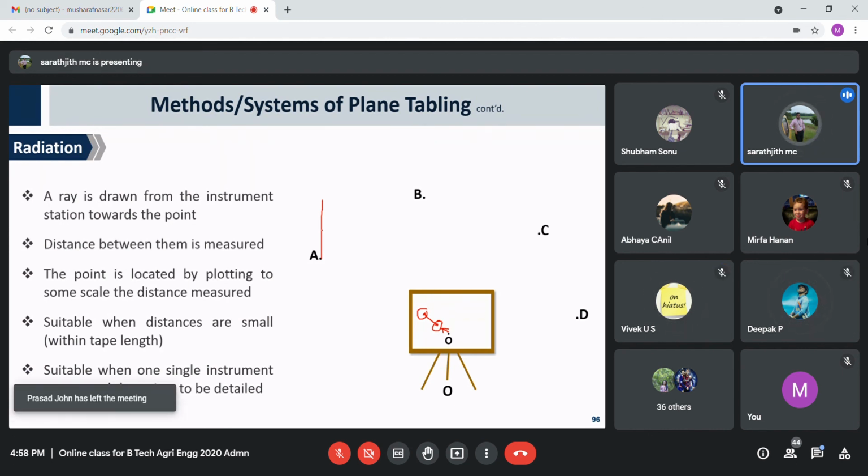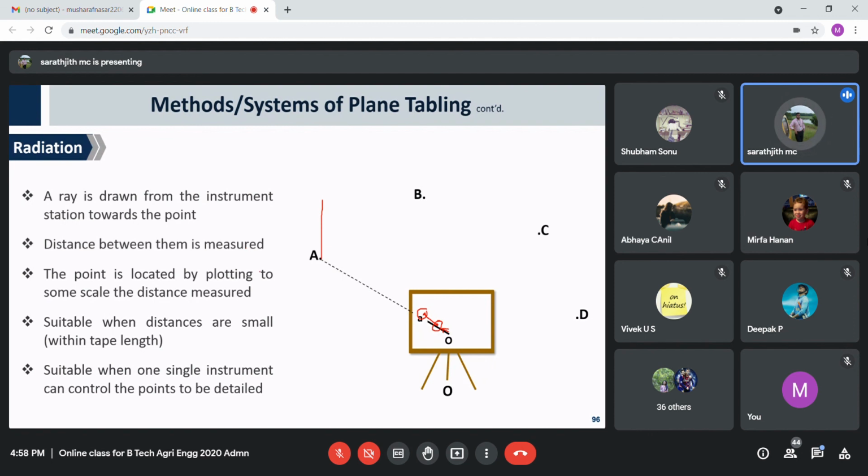Okay, sir. So you have sighted the ranging rod at point A, right? So this is your line of sight. Is that clear to you? Yes, sir. Then you measure the ground distance OA. You measure it, so you get some value. That value you draw on the drawing sheet on a suitable scale.